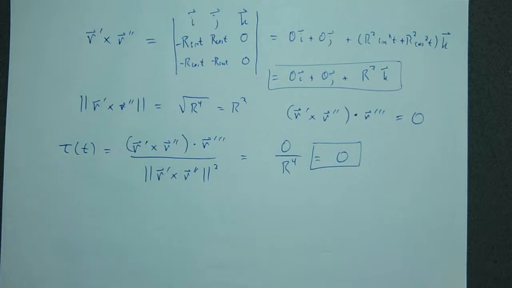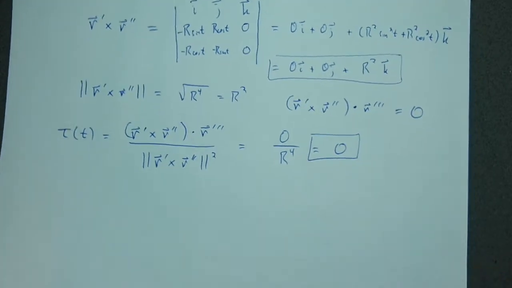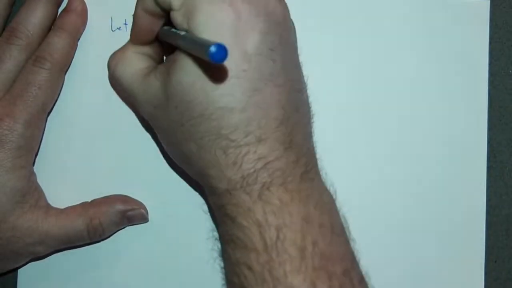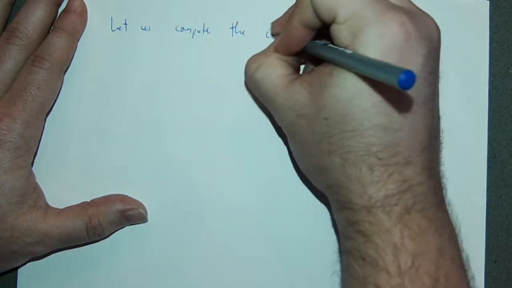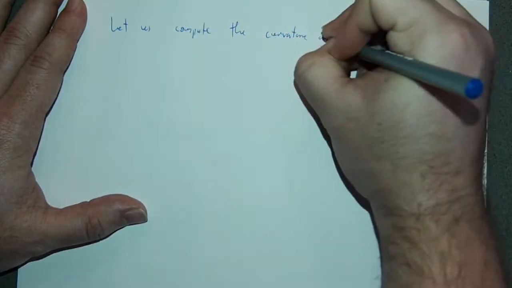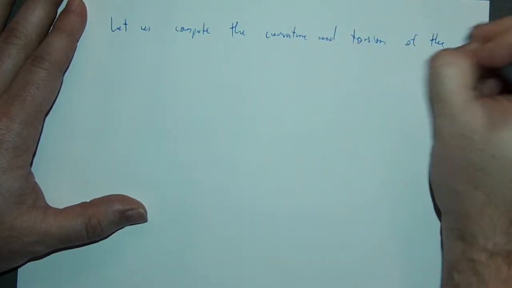Okay, now the question is, is that right? Is that how it should be? What's going on here? Well, let's compute the curvature and torsion of the circular helix.